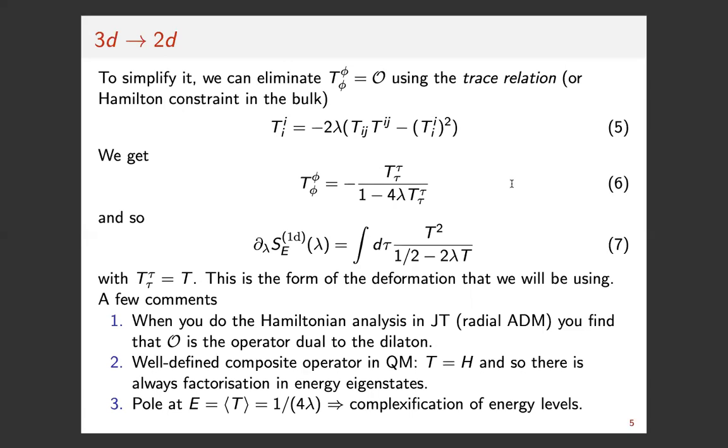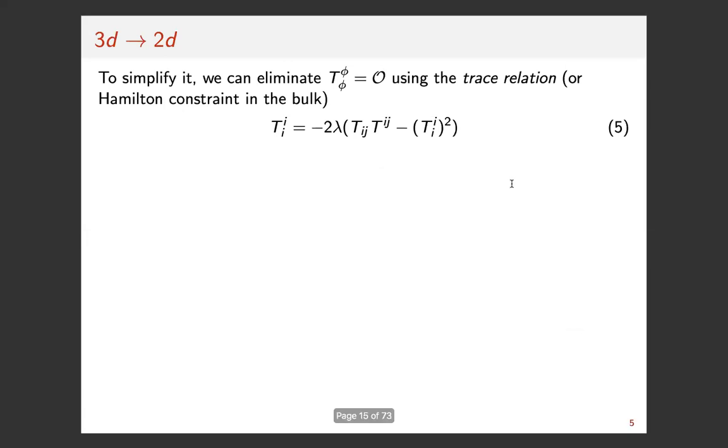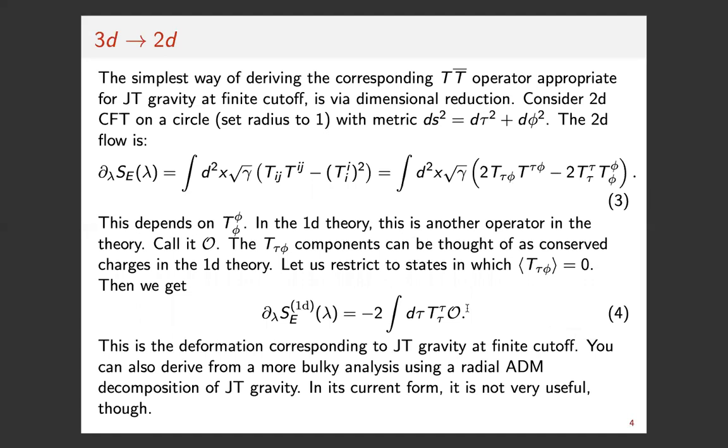Can I interrupt for a moment? Can you once again repeat how you arrive at equation 7? It seems important and I'm a bit confused about it. Okay, so let's go back. I'll start with equation 4, which I got from equation 3, and I integrate it over the phi direction. So this is just a pure 1D equation. You're happy with equation 4? Yeah, that's clear.